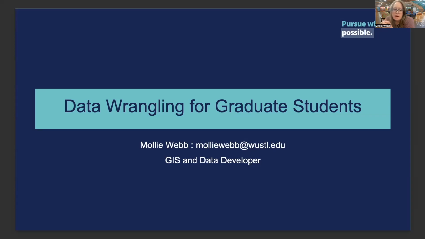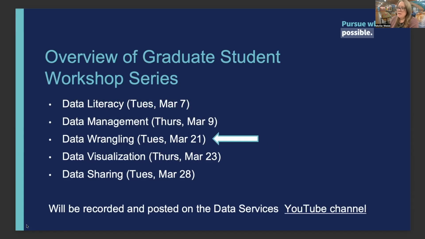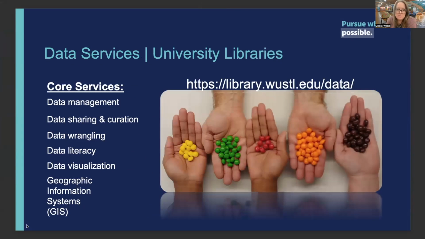My name is Molly Webb. I am a GIS and data developer on the data services team at University Libraries. Speaking of my team, data services, as I mentioned, we are part of the University Libraries, offering data-related expertise and services to the WashU community across both campuses. Our target areas include the management, sharing, curation, wrangling, data literacy, and visualization of all kinds of data, as well as support for GIS or geographic information systems.